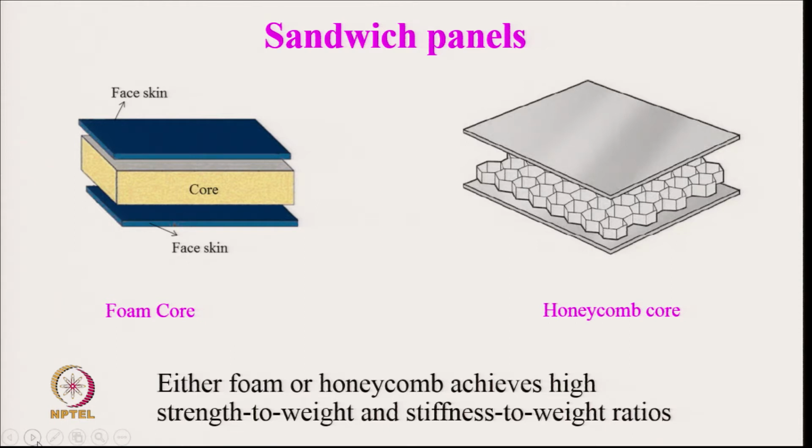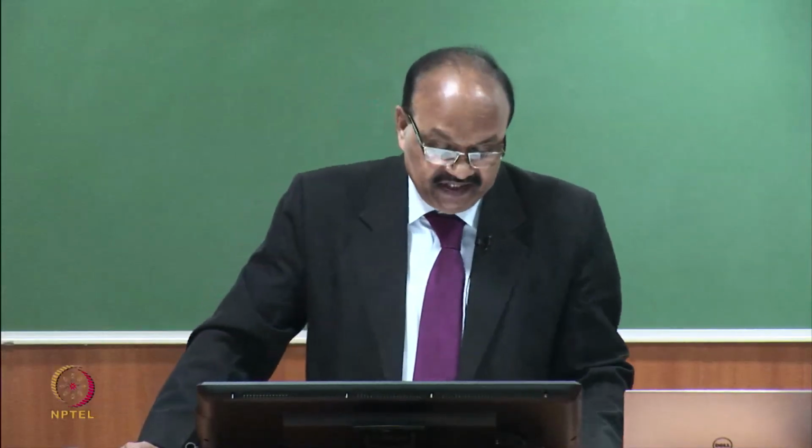Here you can see we have a face skin, then there is a core. The core could be a foam or even a honeycomb core. Nowadays, textile 3D honeycomb core is being used, which is the most advanced textile structural composite. Basically, these foam core or honeycomb core help to achieve high strength to weight ratio or high stiffness to weight ratio. When we use honeycomb core composite, there are many other mechanical advantages. For example, high impact strength can be achieved by using honeycomb core.